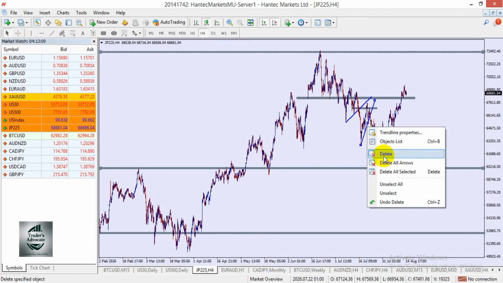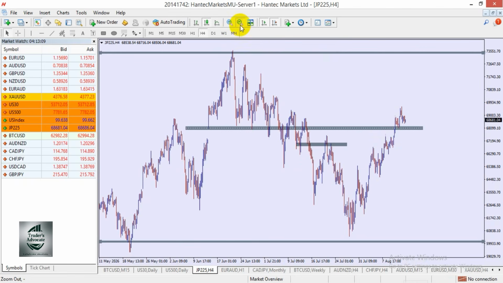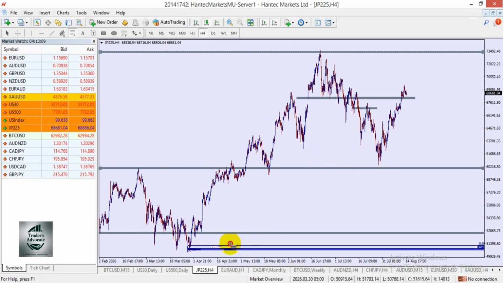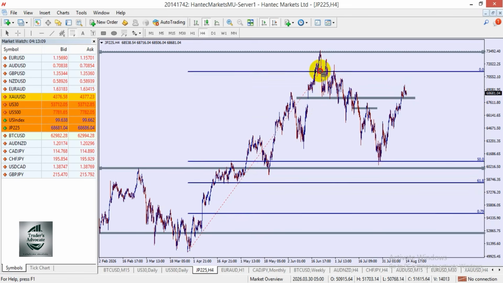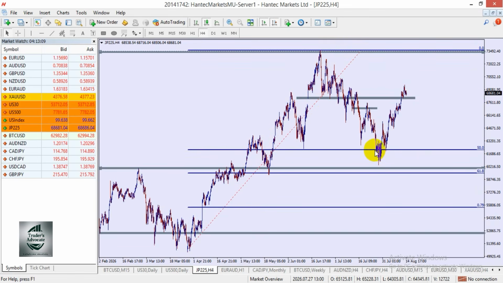So what's next for this guy? The Japan 225 has come into the area of support. It has bounced. A reversal all the way to the upside is evident. How do I know? If I bring up my Fibonacci from swing low to swing high, you get to realize we came rightly into the 50% Fibonacci level. We bounced off of this area. A continuation to the upside should occur.